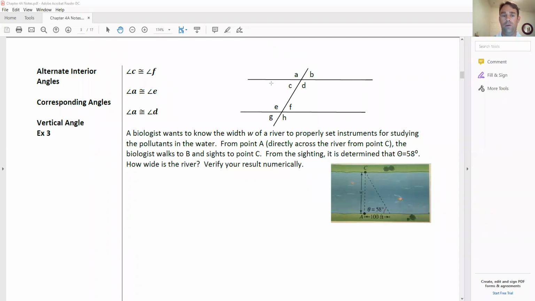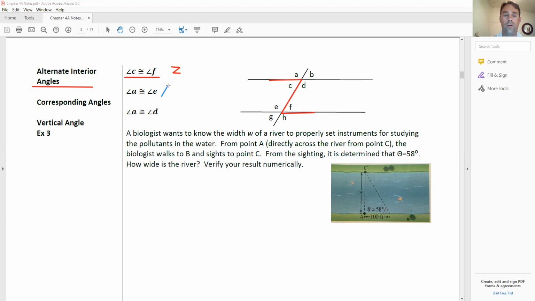So let's take a look at alternate interior angles. Angles C and F, these are angles that form the letter Z. Realize these aren't the only angles that form the letter Z. D and E would also be alternate interior angles. I always remember alternate interior angles as angles that form the letter Z, but again, you guys are pros. I'm sure you remember a lot of this stuff.